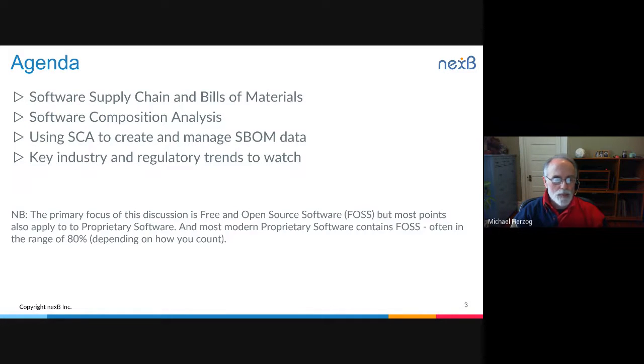So these are the topics. Our primary focus is free and open source software. We call that FOSS. Other people call it OSS. But it's very important to know that most of what we're talking about also applies to all kinds of proprietary or closed source software. And most modern proprietary software contains free and open source software, often up to about 80%. There's many different ways to count this. So that's always an approximate number, but that's a common assertion from studies and so on in the industry. So basically the FOSS is everywhere. Open source software is everywhere.